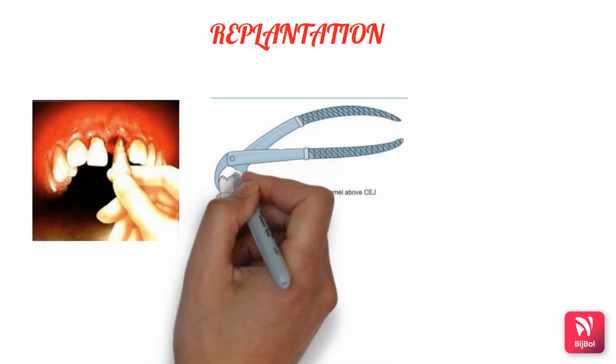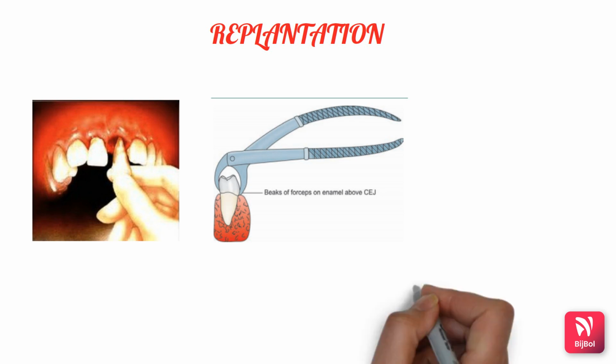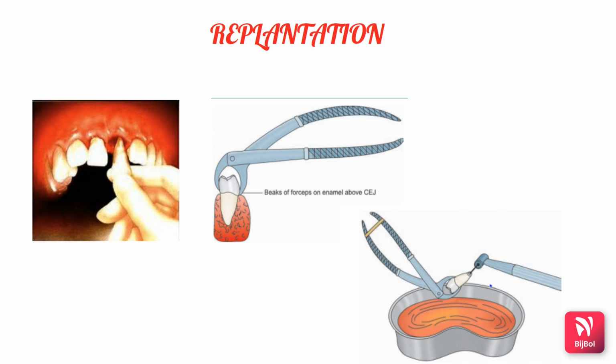So here what we do is extract the tooth with minimal trauma to the tooth and socket, incise the periodontal fibers using a number 15 scalpel blade, and gently elevate the tooth using the forceps in a rocking motion until grade 1 mobility is achieved. The forceps should be placed away from the cementum so as to avoid any damage to the periodontal ligament. And keep the root surface moist by wrapping it in gauze soaked in physiological saline such as HBSS.